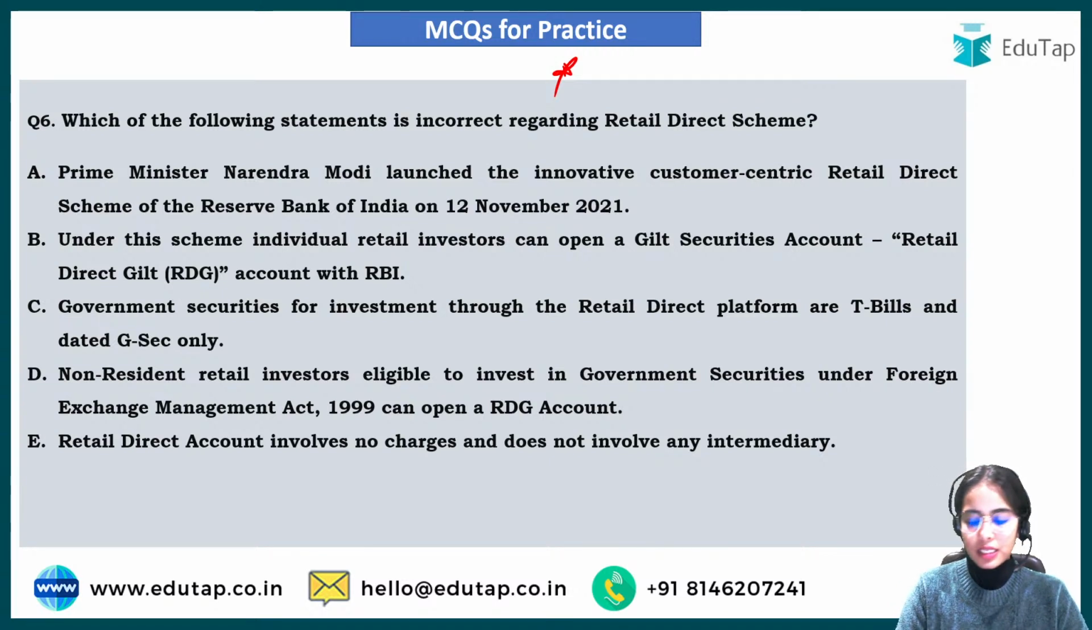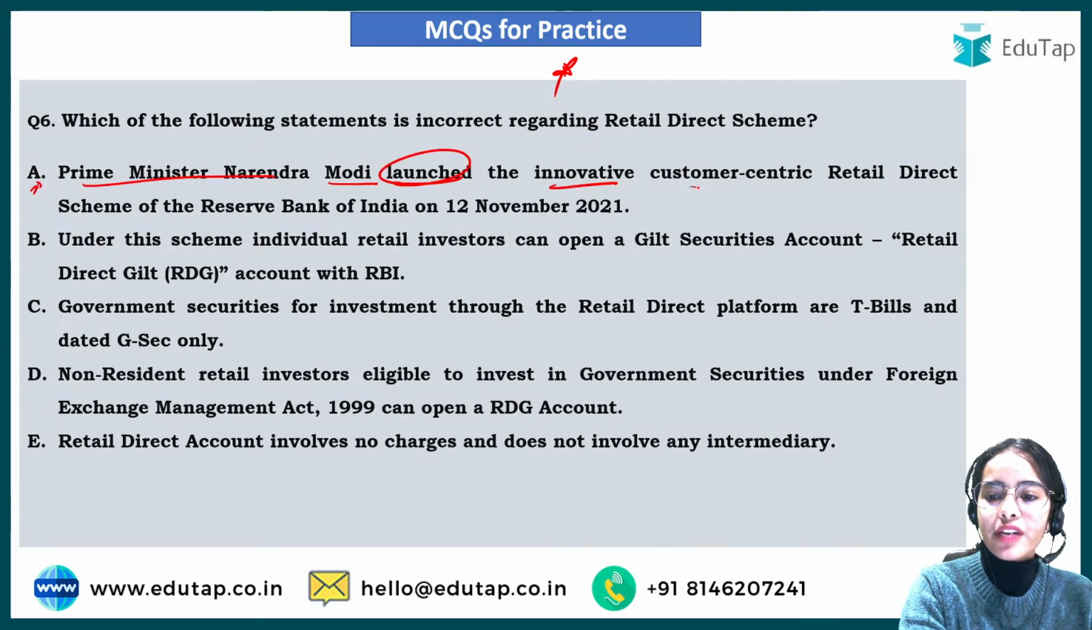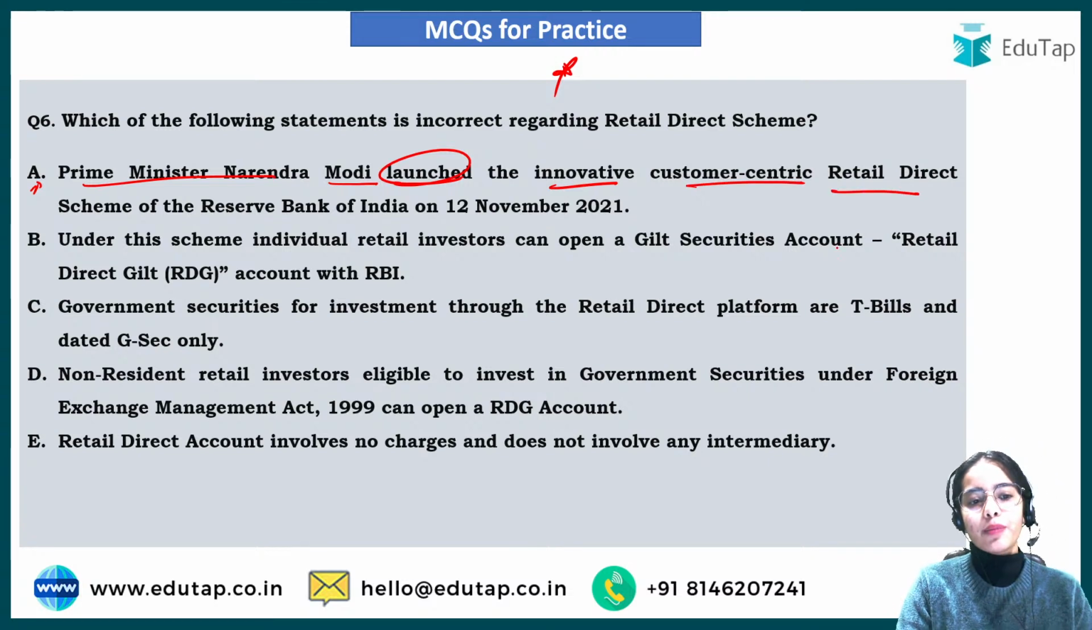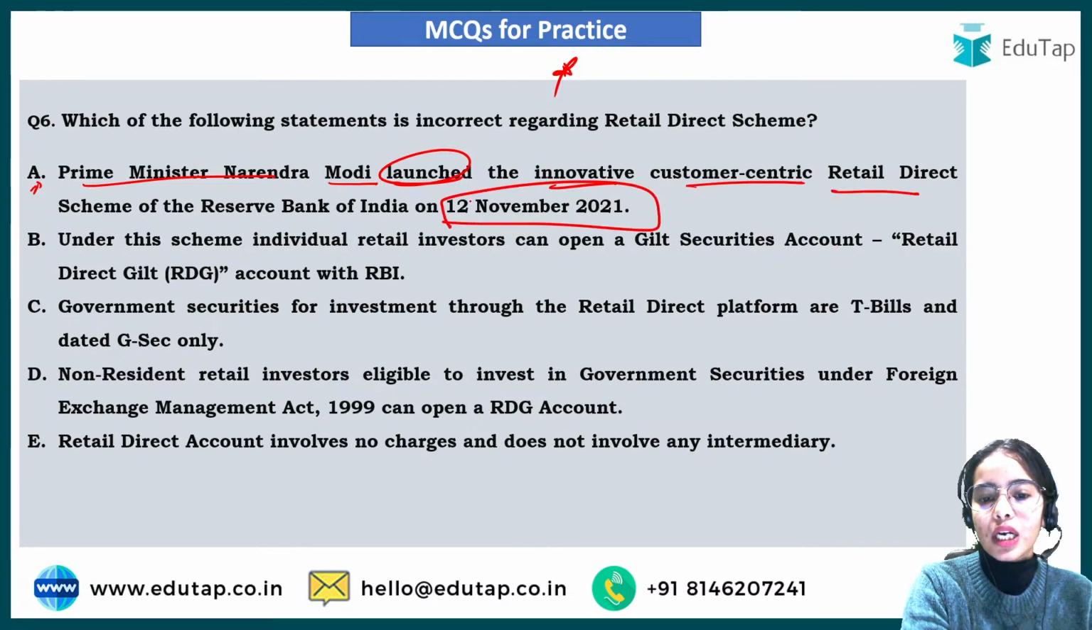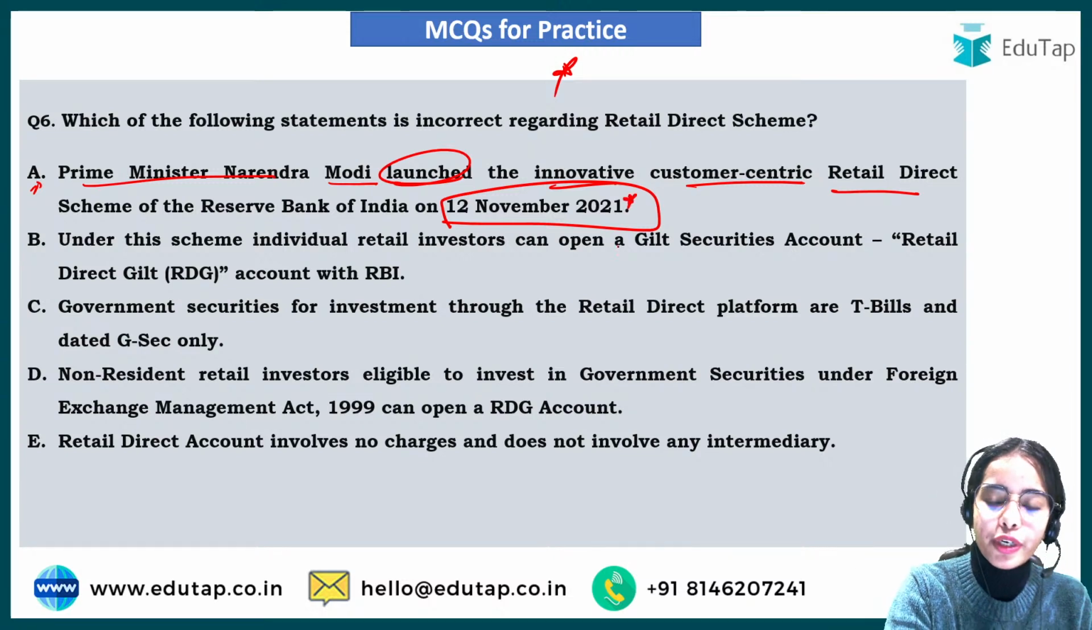I'm getting the answer C. Okay. So Akash and Sharish, they are saying C. So that is correct. Okay. So starting from the first statement, Prime Minister Narendra Modi launched the innovative customer-centric retail direct scheme of the Reserve Bank of India on 12 November 2021. So this is correct that it was launched in November 2021.